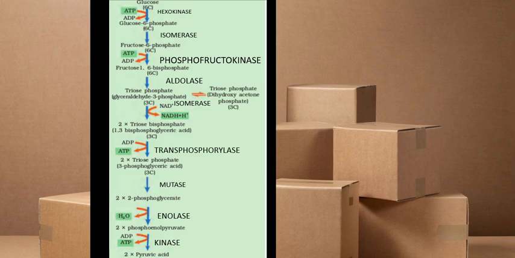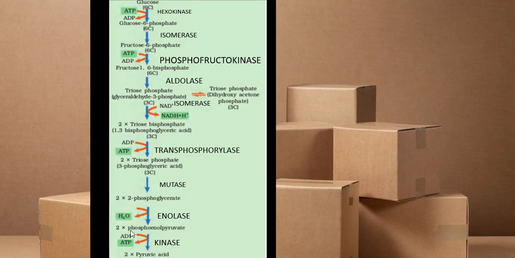Now, 1,3-bisphosphoglyceric acid gets converted into 3-phosphoglyceric acid with the help of the enzyme transphosphorylase, and during this process ADP gets converted into ATP. Now 3-phosphoglyceric acid gets converted into 2-phosphoglycerate by the enzyme mutase. 2-phosphoglycerate gets converted into phosphoenol pyruvate by the enzyme enolase. Phosphoenol pyruvate gets converted into pyruvic acid, the final product of glycolysis, by the enzyme kinase, and during this process ADP gets converted into ATP.